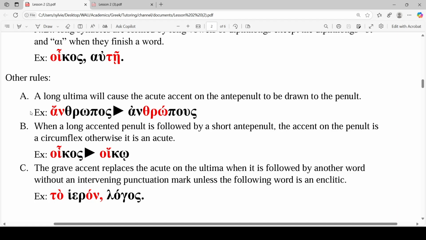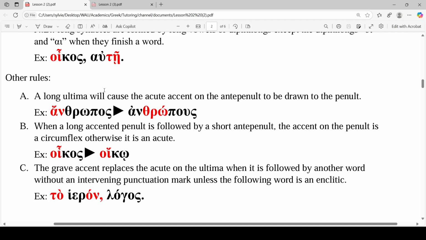What does that mean? When looking at the word anthropos, anthropos is normally accented on the antepenult. So the accented syllable is "an" in the word anthropos. This rule tells us that when the ultima of a word that is normally accented on the antepenult is a long syllable, this accent that should have been on the antepenult will be drawn to the penult. That's exactly what happens here.